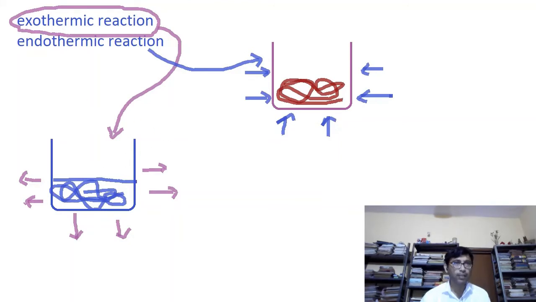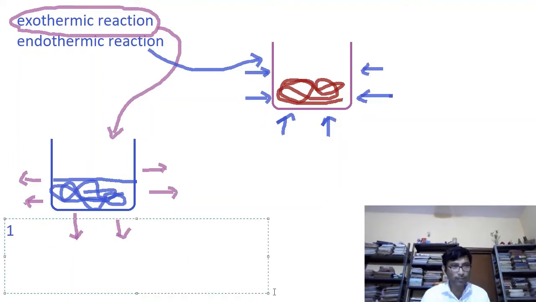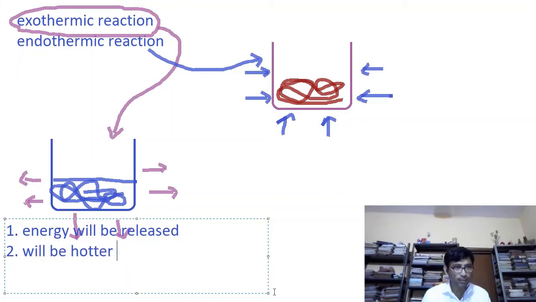So in an exothermic reaction, the first thing is that energy will be released. So the container of the reaction will be hotter than the surroundings.